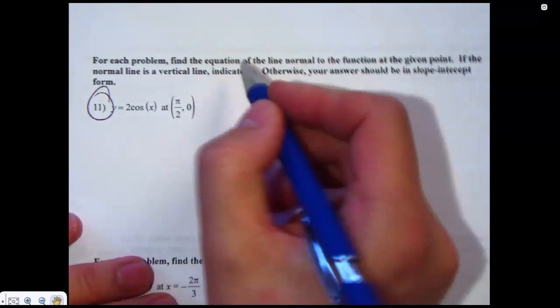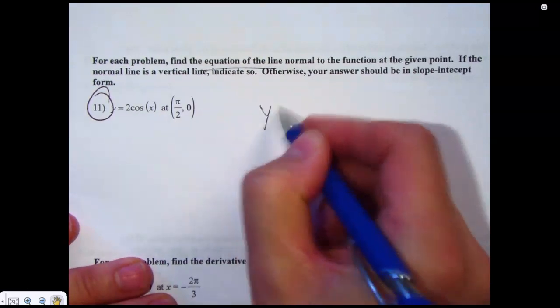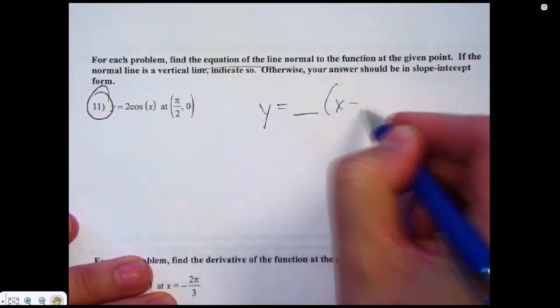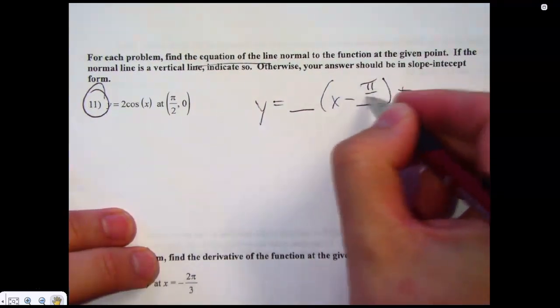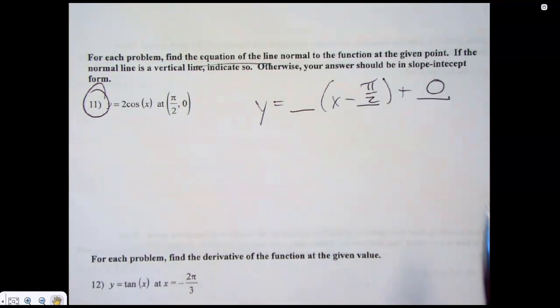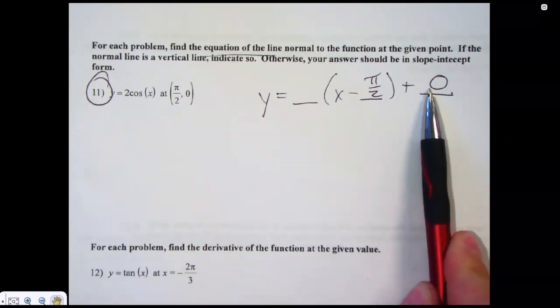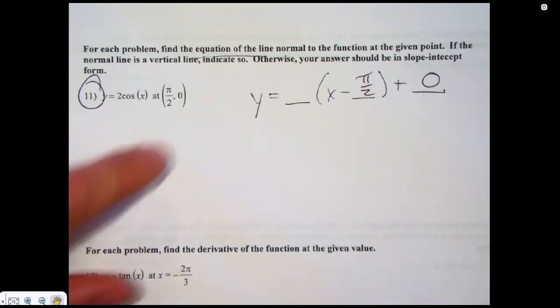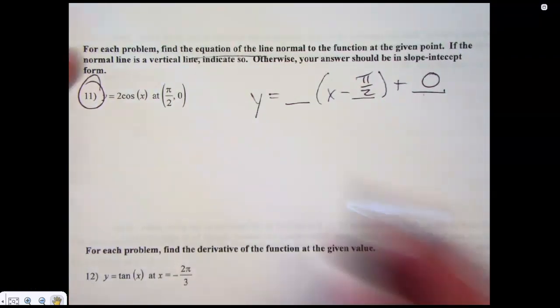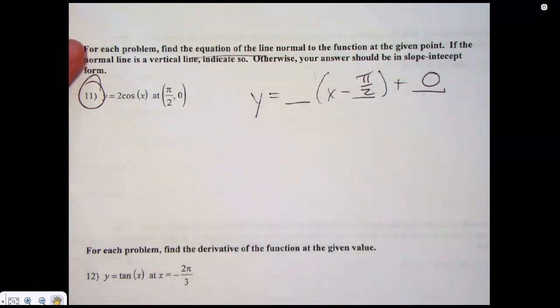Alright. So as soon as I see equation of a line, I start off with this, then fill in around it, filling in those blanks. So the x value is pi over 2, the y value is 0. If they didn't give you the y value, you can get it by plugging the x value into the original. Then I'm going to find the slope, so I want to find the derivative and then plug in the x value.